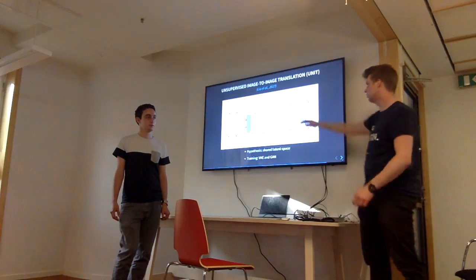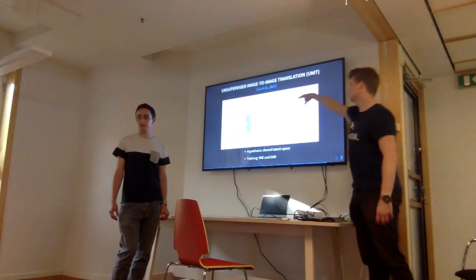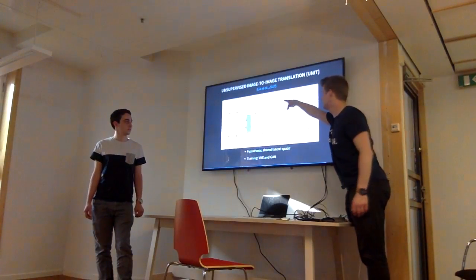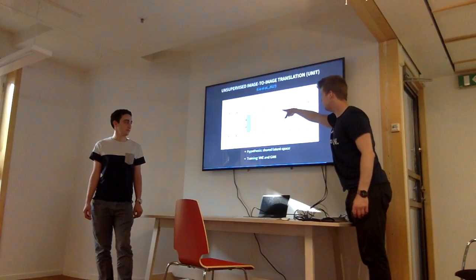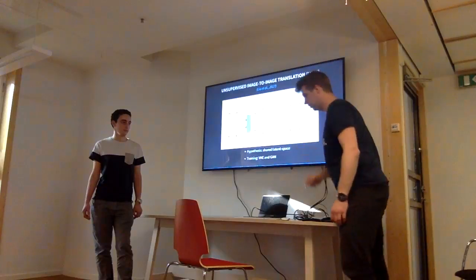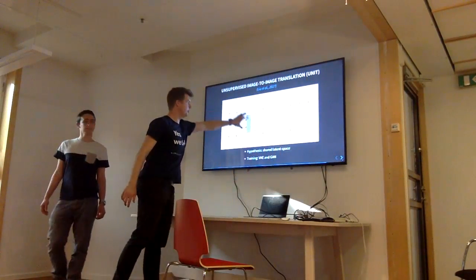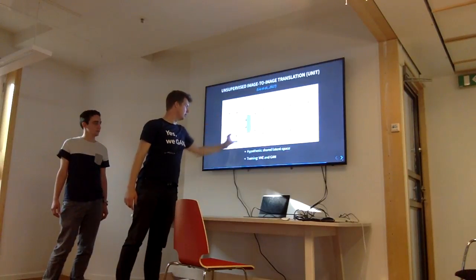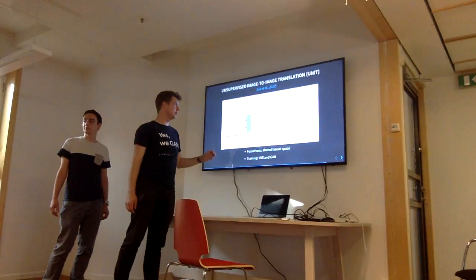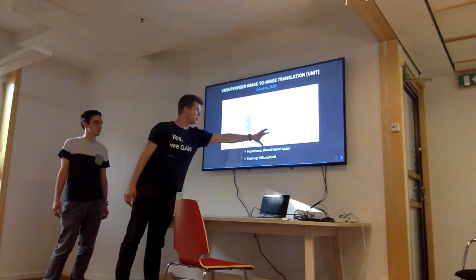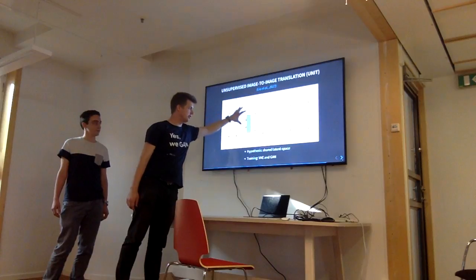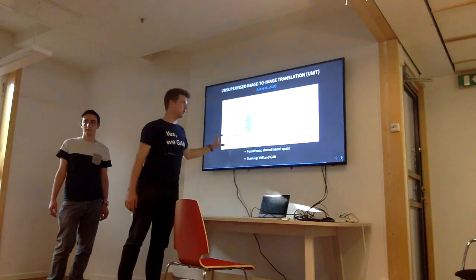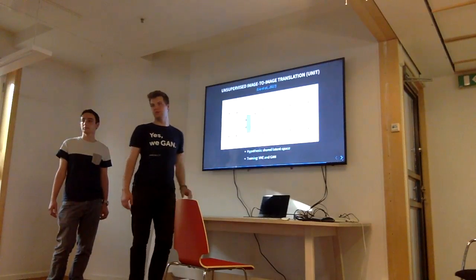So you can produce four different outputs from this model. You can produce a reconstructed source image, which is basically the same output. If you take this path, you reconstruct the source image. If you take this path, you reconstruct the target image. If you take this path, you translate the source image to the target domain. And if you take this other path, you translate the target image to the source domain.